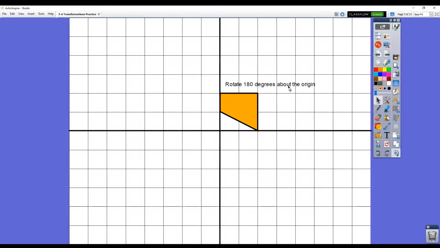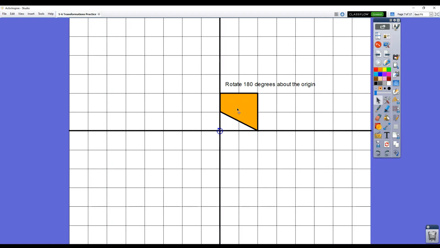Then the last part, about the origin. For some reason, mathematicians like to use this fancy vocabulary, about the origin. That just really means around the origin. In 8th grade, really, we're just going to be going around the origin. We're not going to go around other points. But what this means is we need to choose some point that we're going to be kind of creating our circle around. And so that point is going to be the origin, which is 0, 0.